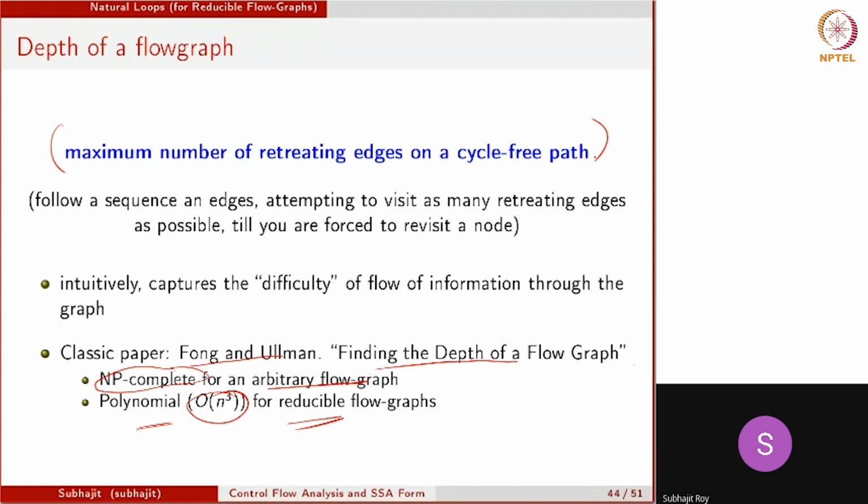You will see it in the proofs. When you do proofs of data flow analysis, when you do the best case or worst case analysis of data flow analysis, you will see that it is parametric on the depth of a flow graph. That is all I'll say at the moment. Maybe you'll get more intuition from that.